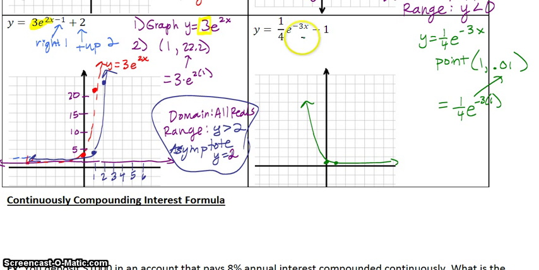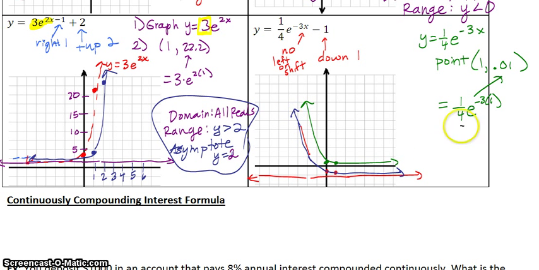Next, I do not have a left or right shift because there is no k or h value, but there is a down 1 there for that k value. So this is going to be shifted down 1. I'll draw on my asymptote first, and then each one of these dots I'll shift down 1, down 1. And again, do the best you can to draw in the graph. There is my final answer. Asymptote is at y equals -1. Domain, all reals. Range, y is greater than -1.